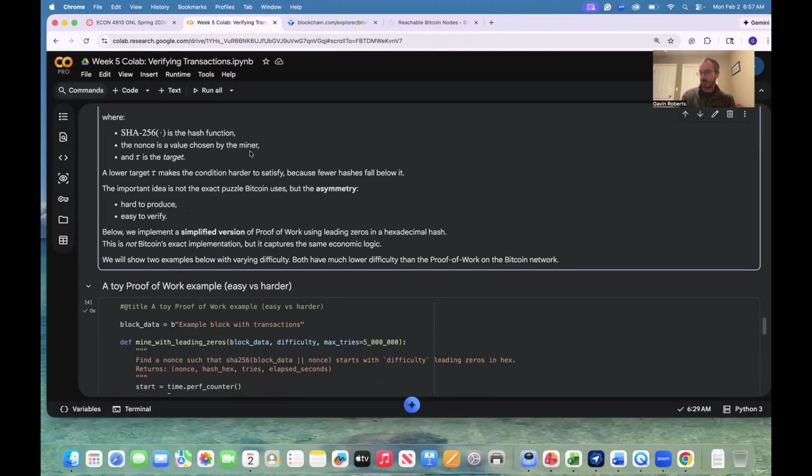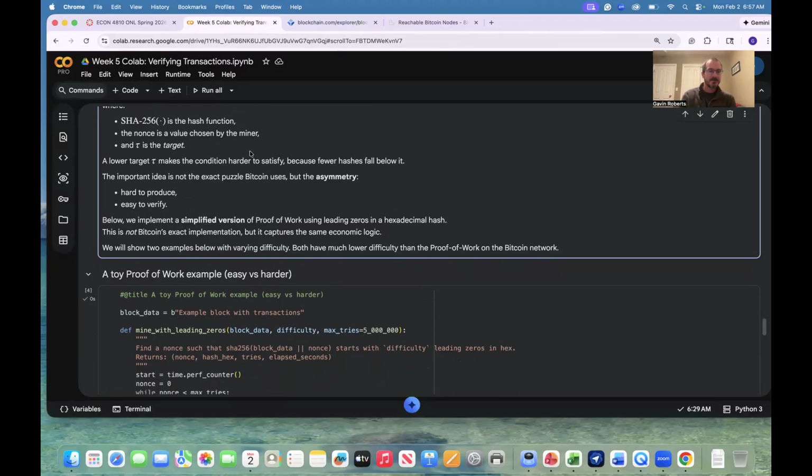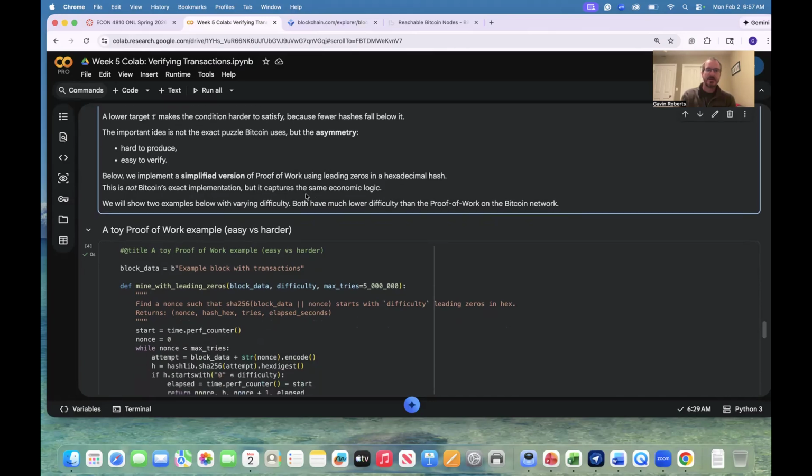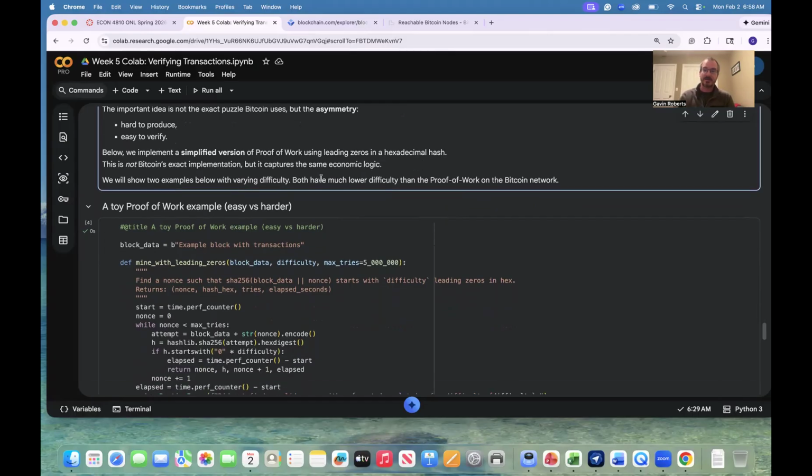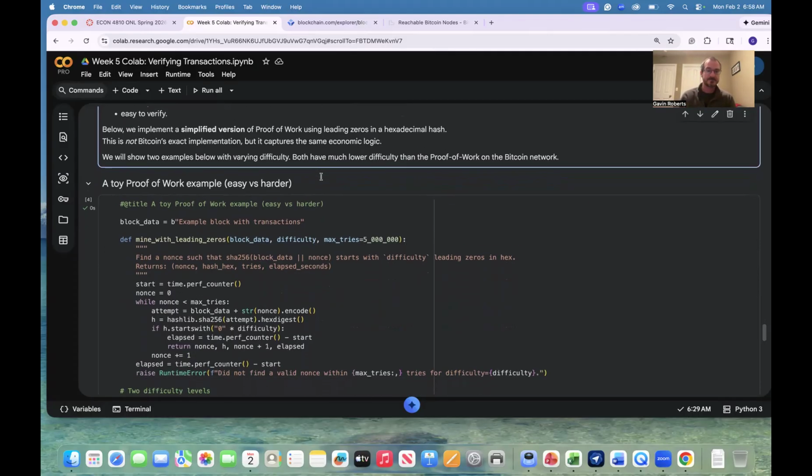The nonce is a value chosen by the miner, and tau is the target value. A lower tau makes the condition harder to satisfy because there's a smaller range of valid outputs to reach. A bigger tau makes it an easier condition. The important idea is not the exact puzzle Bitcoin uses, but the asymmetry. It's hard to produce and easy to verify. In terms of the economic rules that lead to these incentives, that's ultimately what we care about.